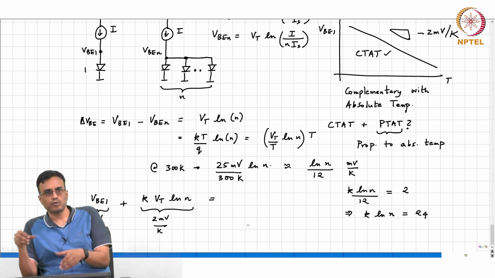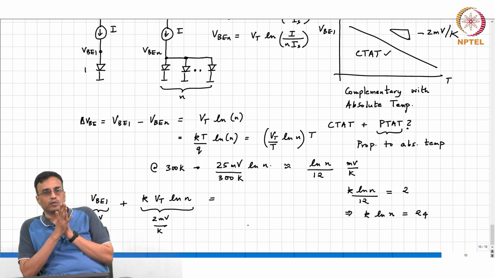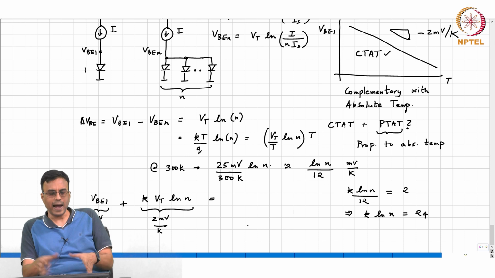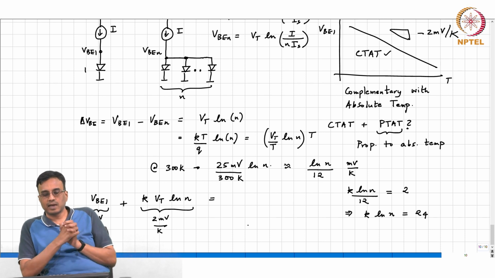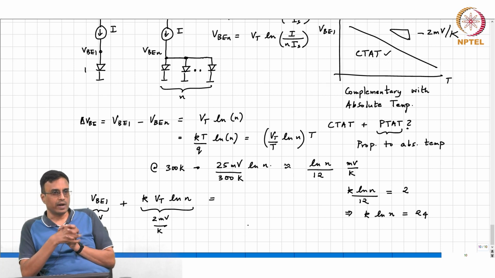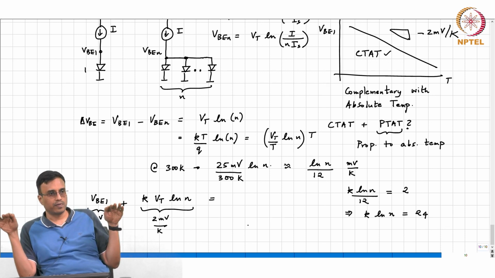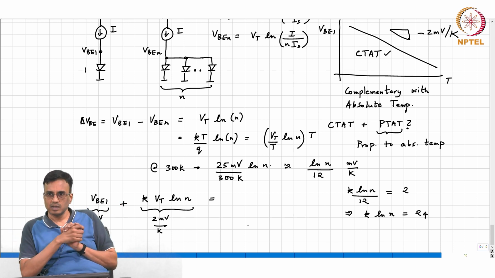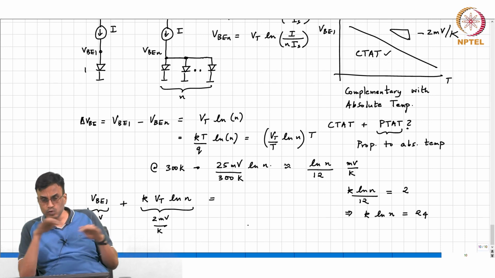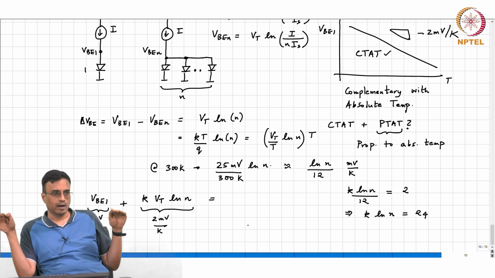It is telling you that if you take a diode voltage, to it you somehow add K ln n times Vt, and that K ln n must be, as per our math, 24. If you add 24 times Vt to it, the temperature coefficient of the result will be 0. Temperature coefficient will be 0. So, the voltage will be a constant.